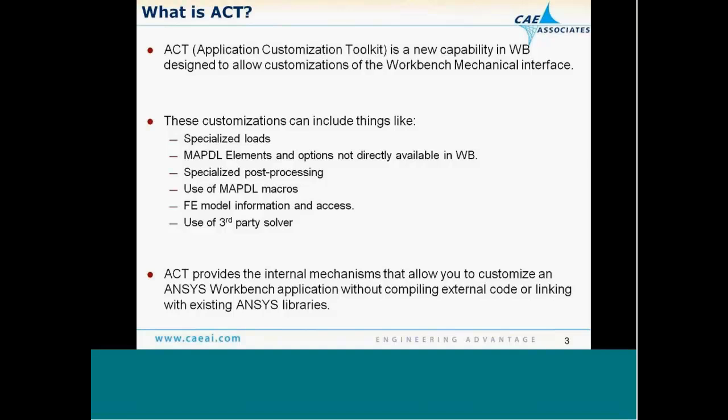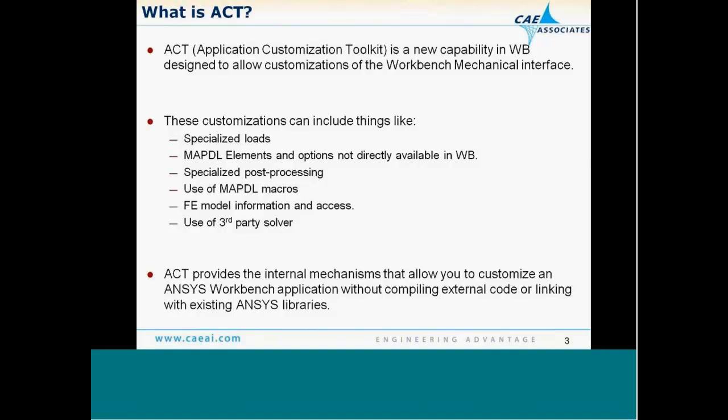Those pre-processing customizations could be something like you have your own unique load or boundary condition that you want to put into the mechanical interface that's not already there. So ACT allows you to do things like that. Maybe you also want to just change an element key option or some solution setting or some minor setting that you know is in Classic and it's not in the Workbench GUI. ACT will again allow you to do things like this. And you could also have your own unique post-processing result item that shows up.